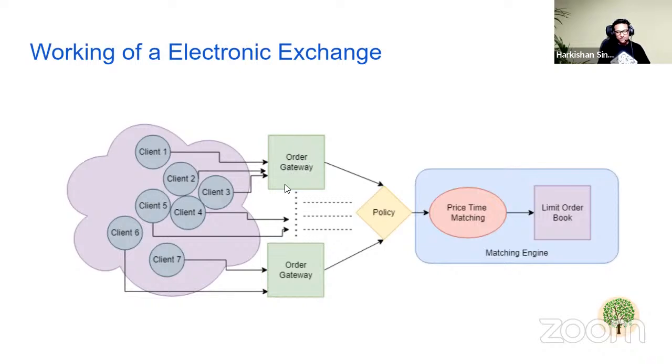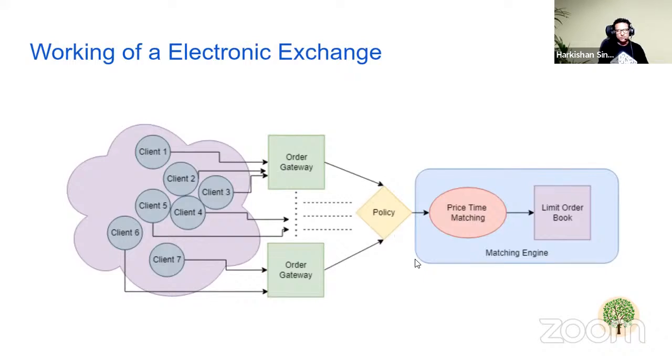Every exchange has some order gateway. If you place an order, your broker will know how to send it through that order gateway. They'll be assigned a particular order gateway. The order gateway is basically there to maintain the traffic of the incoming orders. So it maintains the traffic, and the order gateway sends your order through a policy.